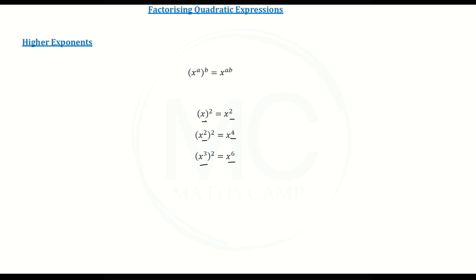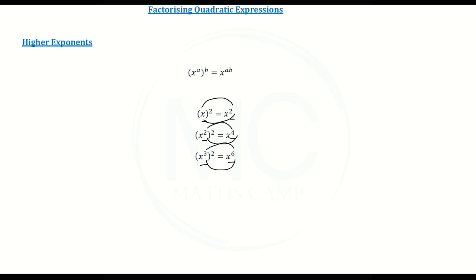To find the square of any term with an exponent, we simply double the exponent. X to the power of 1 becomes x to the power of 2. X squared becomes x to the power of 4. And x cubed becomes x to the power of 6. To find the square root of any term with an exponent, we divide the exponent by 2. X to the power of 6 becomes x to the power of 3. X to the power of 4 becomes x squared. And x squared becomes simply x.